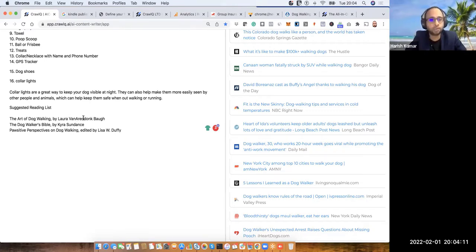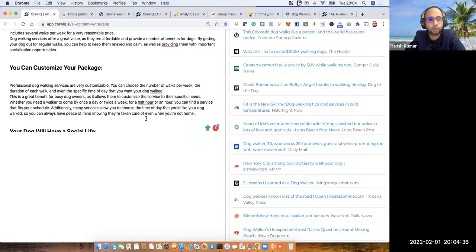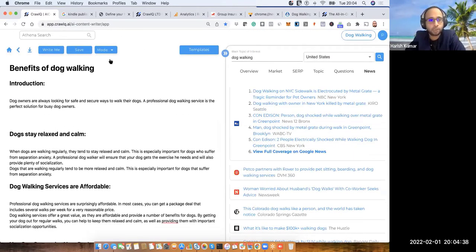And now we have created some templates also based on that. Suggested reading list: The Art of Dog Walking by Laura Swan, The Dog Walker's Bible by Kyra. So these are some of the books. I didn't check the facts, but I'm sure they must be in a book like this or in a blog like this. Now coming back, I explained about the different modes: Write Me Athena, Ask Me Athena.